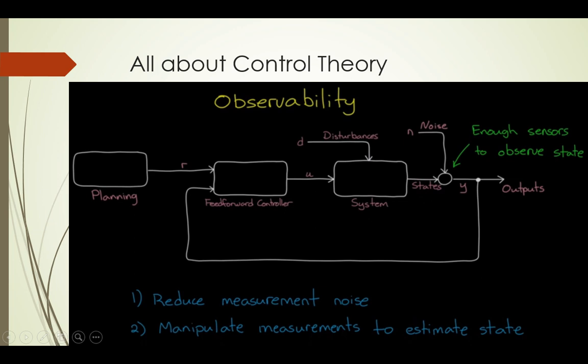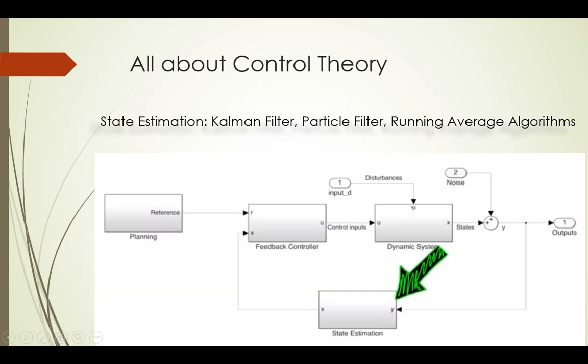So we want to reduce the measurement noise, because if we introduce more sensors, more noise is coming into the system. We manipulate the measurements to estimate the states. Now how do we do that? So the answer to this one is state estimation. So in state estimation, this is the whole block diagram of the control that we need to know about. For state estimation we can use a Kalman filter, we can use a particle filter, we can use running average algorithms to do that. So this is one of the areas in control where we can work on state estimation.